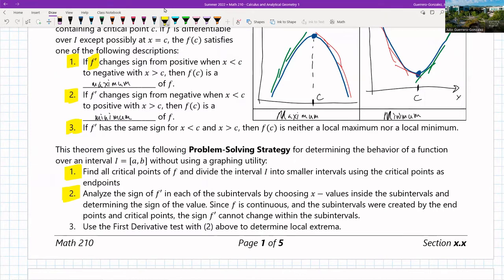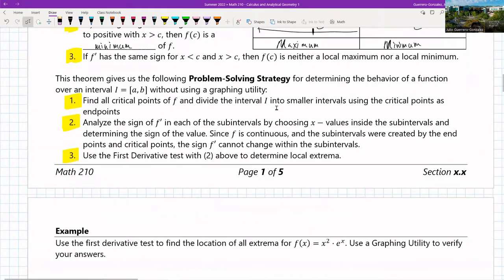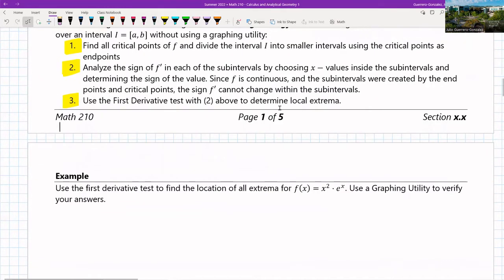Number two is analyze f prime in each of the subintervals that you made from step one, okay? And then step three is use the first derivative test to determine whether you have a local max or a local min or neither. Okay, so to show you guys how this works out, I'm going to leave both of them there. So I'm going to use the first derivative test, right, to find the location of all extrema for that function right there. Okay, I'm going to use the graphing utility afterwards to verify my answer.